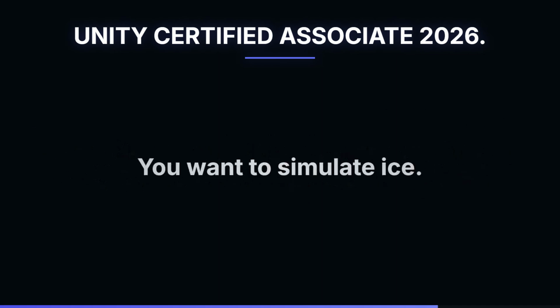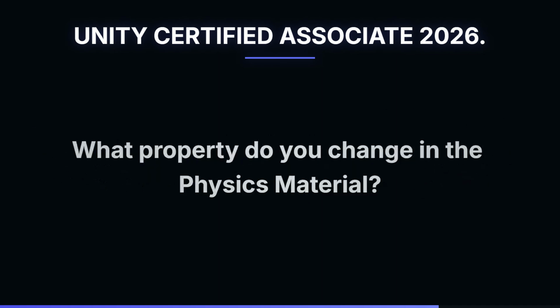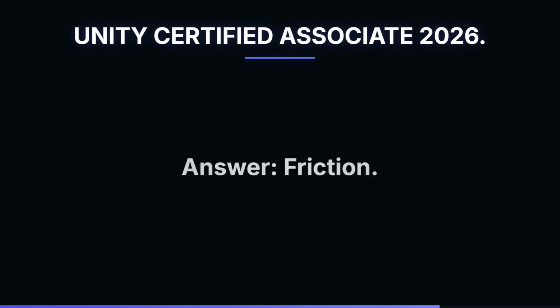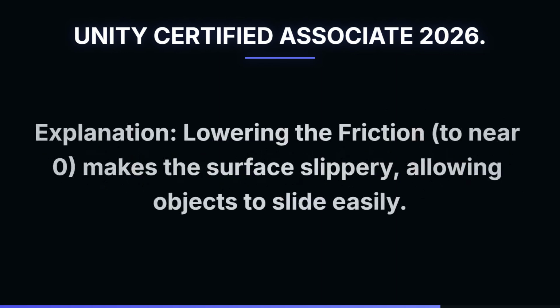9. You want to simulate ice. What property do you change in the physics material? Answer: friction. Explanation: lowering the friction to near zero makes the surface slippery, allowing objects to slide easily.